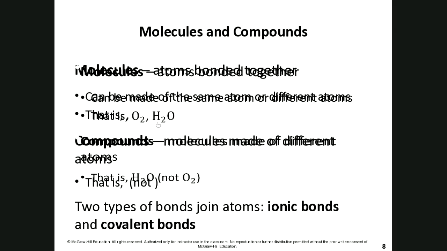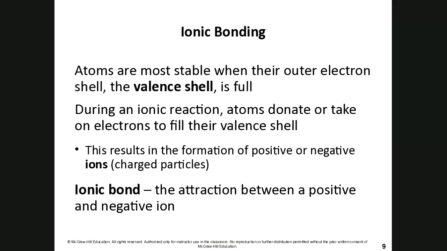Two types of bonds that can form between atoms are called ionic bonds or covalent bonds. And we'll talk a little bit about ionic bonds here in a second. So ionic bonds are most stable when their outermost shell of electrons is full. And depending on what number shell you have, that determines how full that outermost shell can be. When we have an ionic reaction, what happens is that atoms either donate or take electrons in order to fill that outermost shell. Every atom, their goal in life is to be made whole. They want to have their outermost shell completely filled.